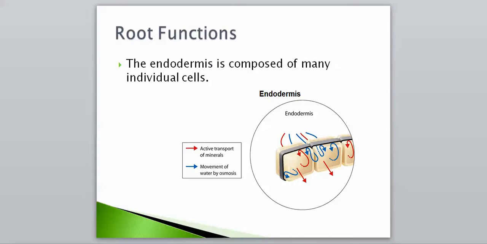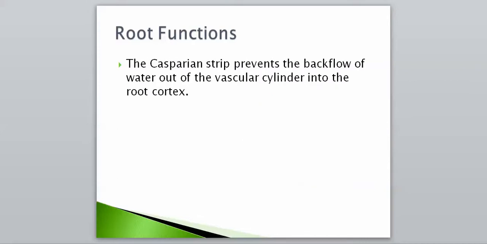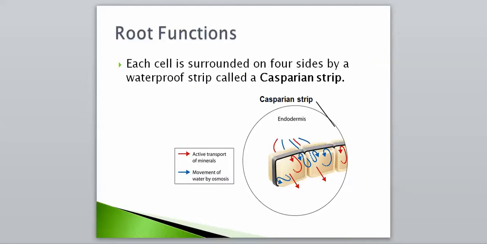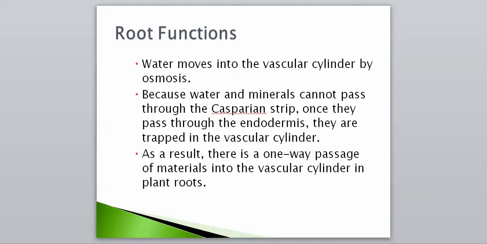Once they make it to the endodermis, it is composed of many individual cells, and each cell is surrounded on four sides by a waterproof strip called the Casparian strip. It prevents the backflow of water out of the vascular cylinder into the root cortex. Simply, once we make it past the endodermis into the vascular cylinder, these Casparian strips are going to keep all of our water and nutrients inside of the vascular cylinder so it doesn't run back out to the rest of the root. Then water moves into the vascular cylinder by osmosis.